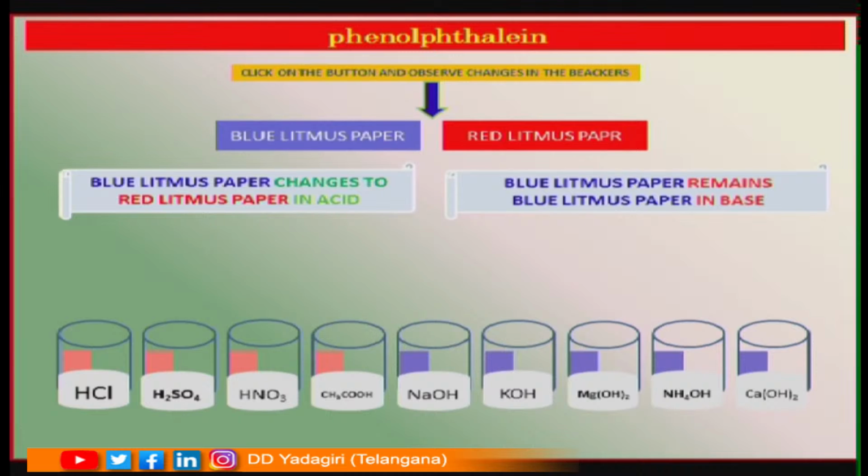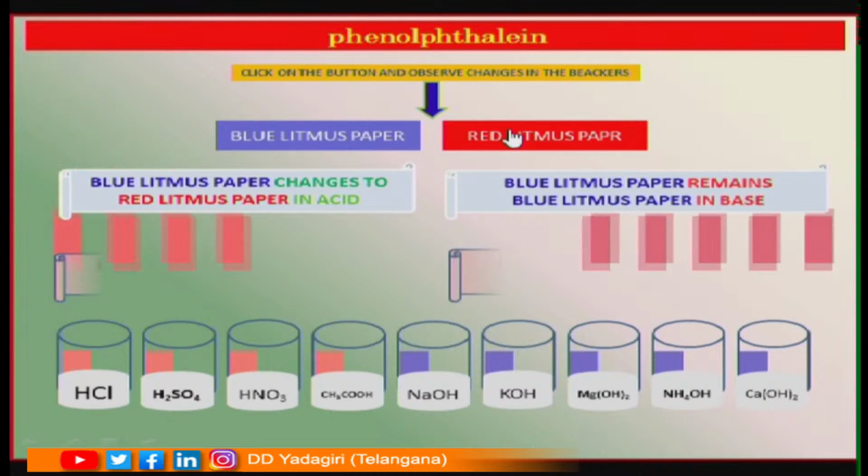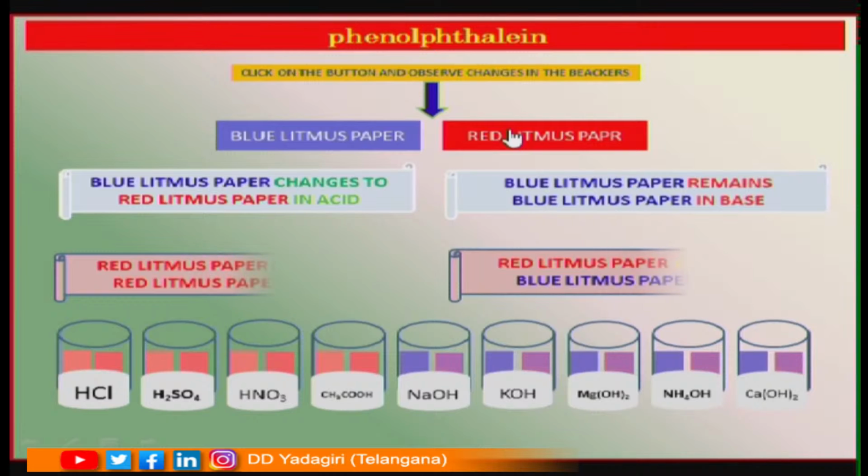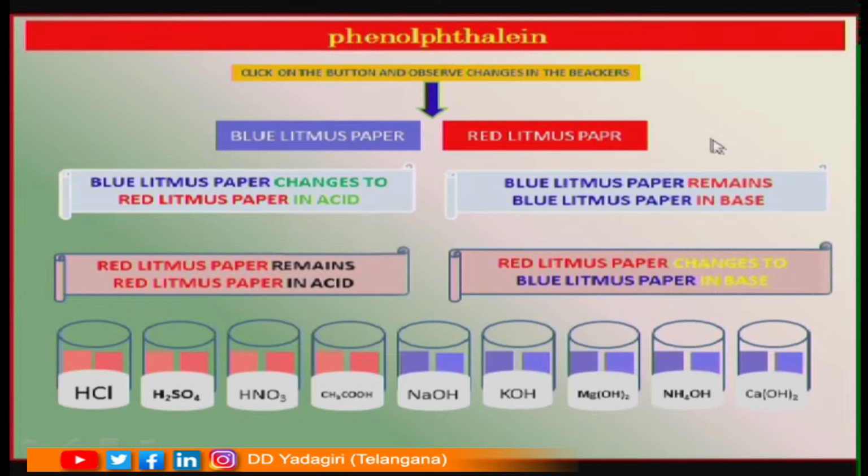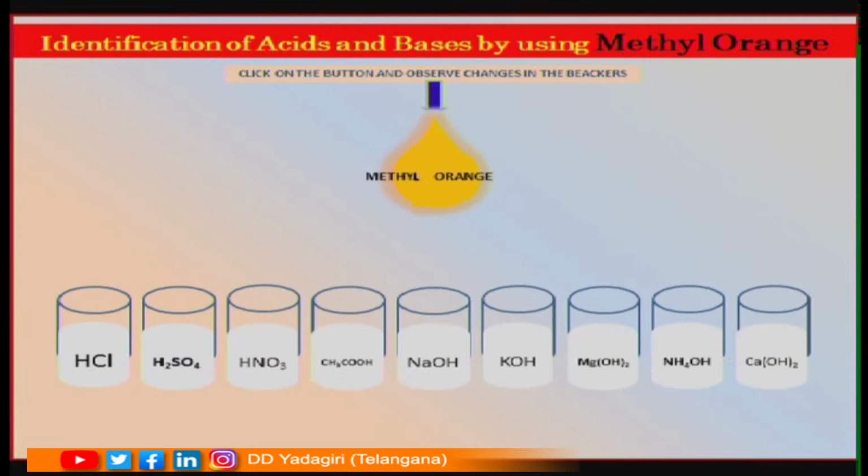Next, we will add red litmus paper now. Just observe what happens. Now, red litmus paper turns blue for bases. That is the characteristic property of bases. Next, there is a methyl orange solution. Now, we are adding this methyl orange solution into the beakers containing the solutions of acids and bases.